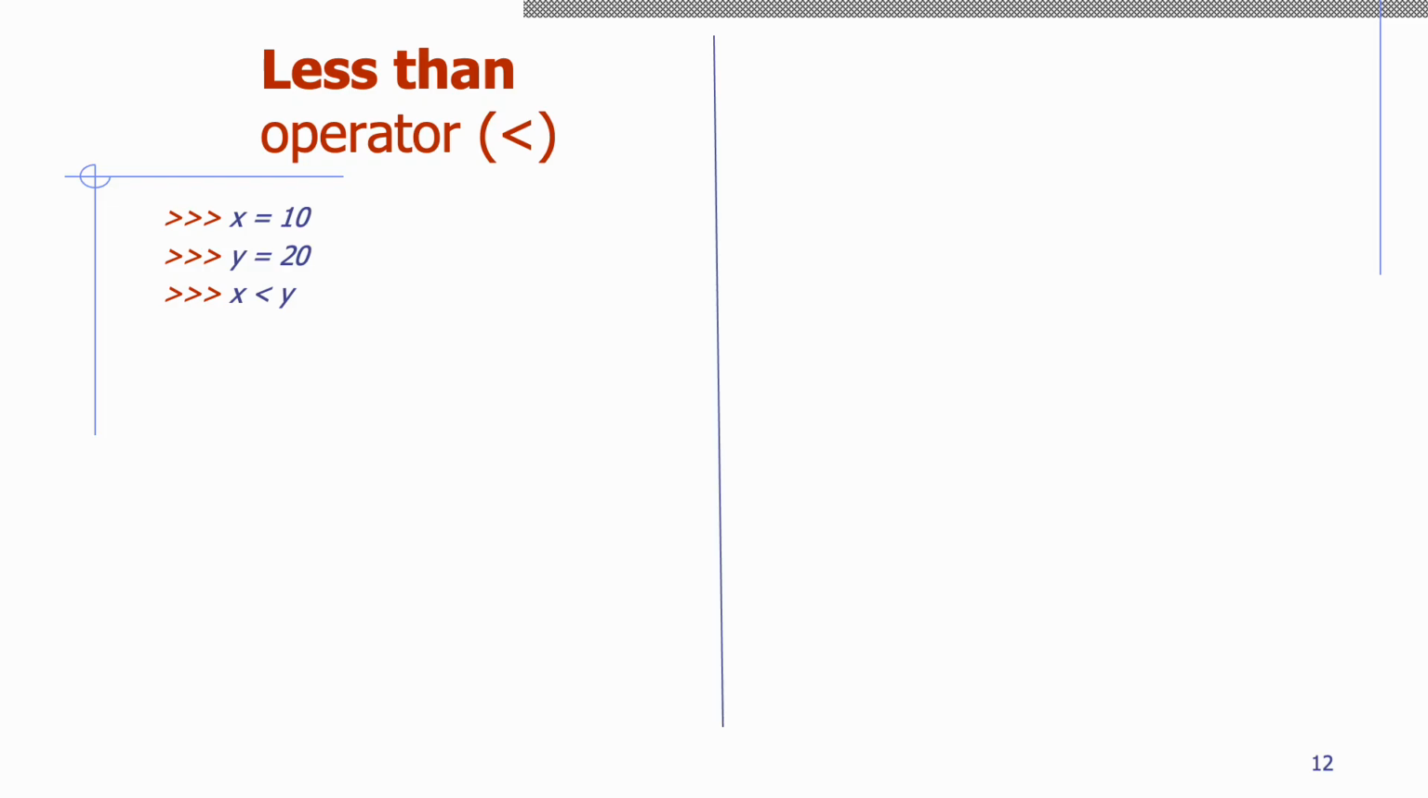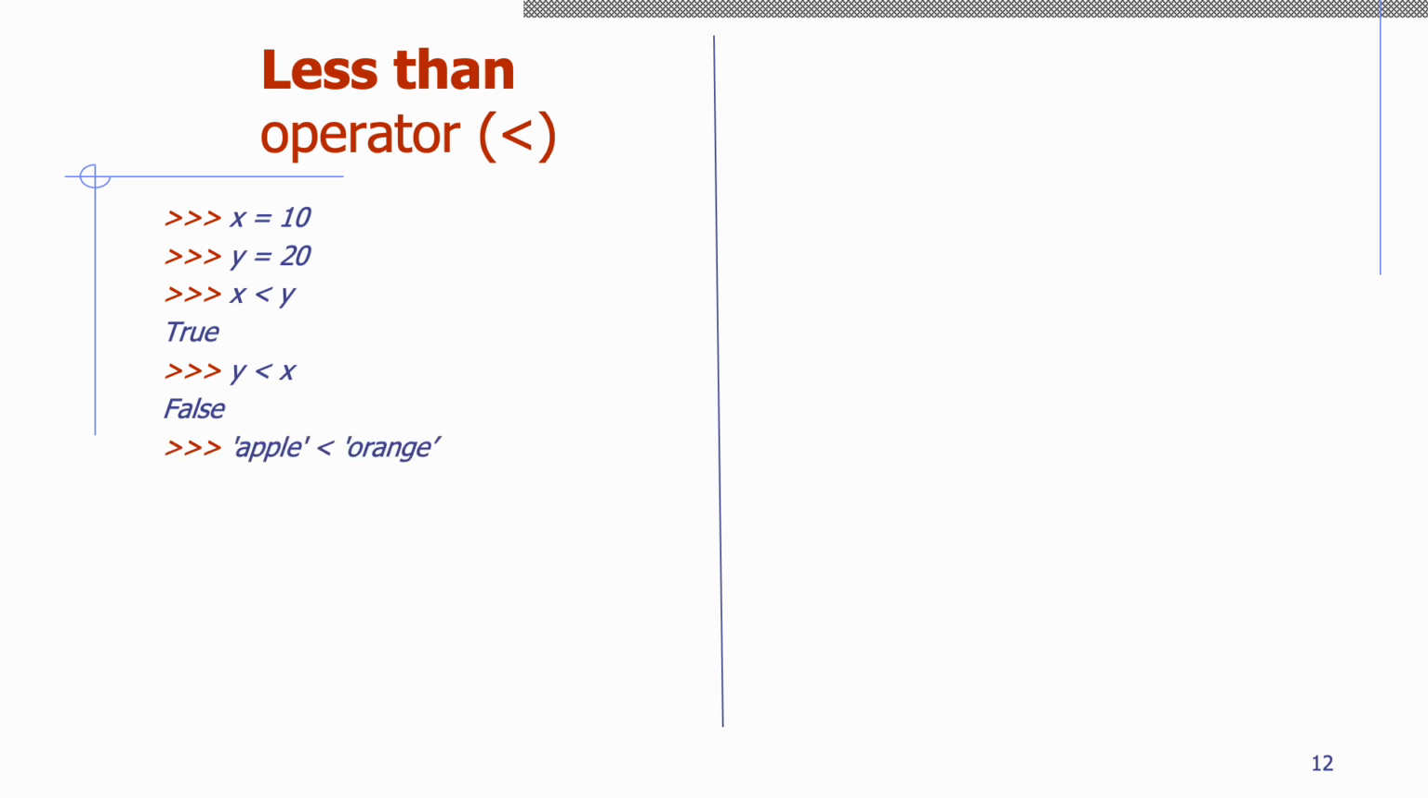Here are some examples for the less than operator. We have values for x = 10, y = 20. x is less than y. Let's see what it returns. That's true. So the less than operator compares two values and returns true if the value on the left is less than the value on the right. Otherwise, it returns false.